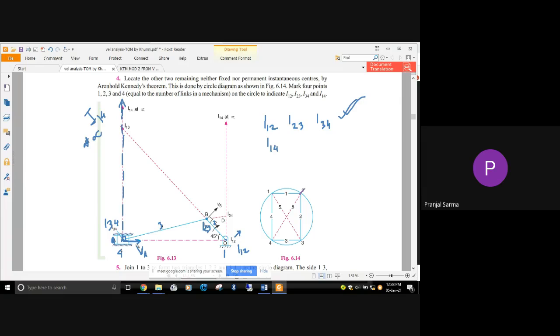Now we are going to go for Kennedy's theorem. What does Kennedy's theorem say? Basically, if 3 bodies have relative plane motion between them, then the 3 instantaneous centers between them lie on the same straight line. So I13 is remaining, right? For I13 we are going to utilize Kennedy's theorem.